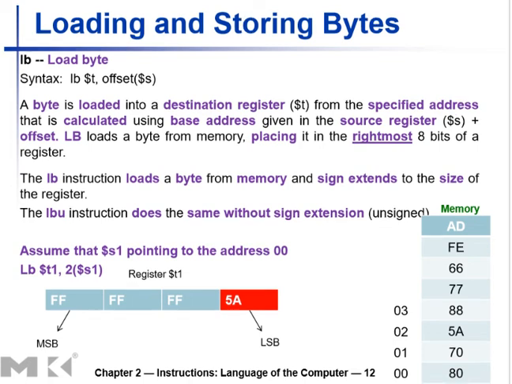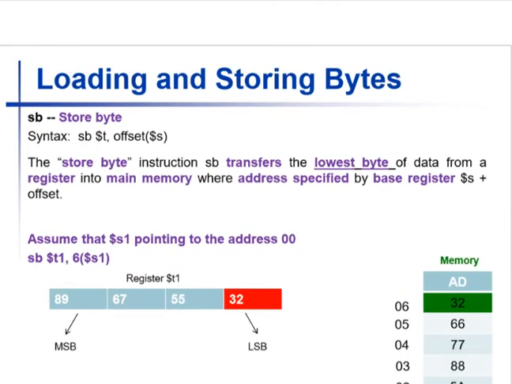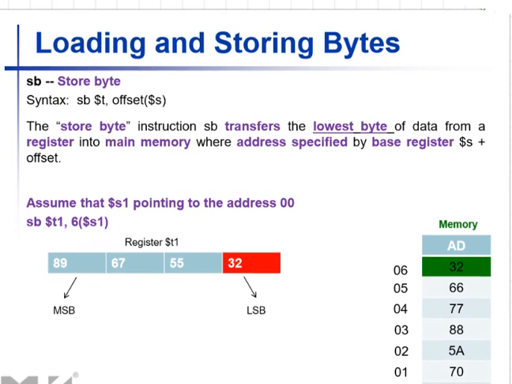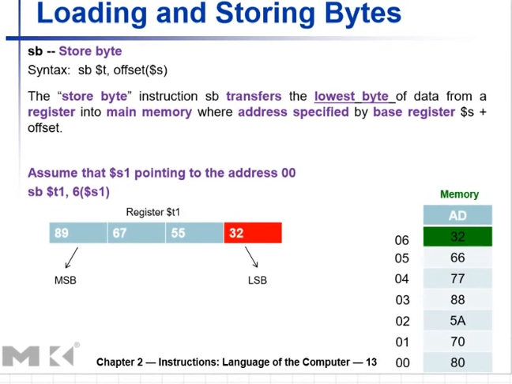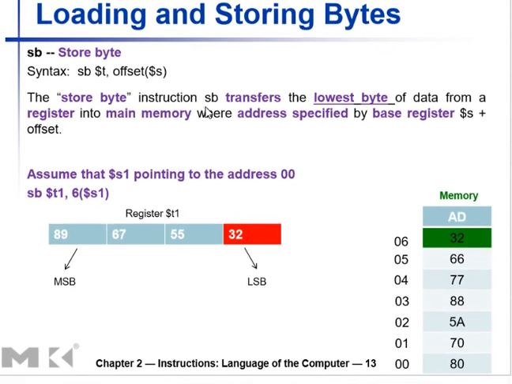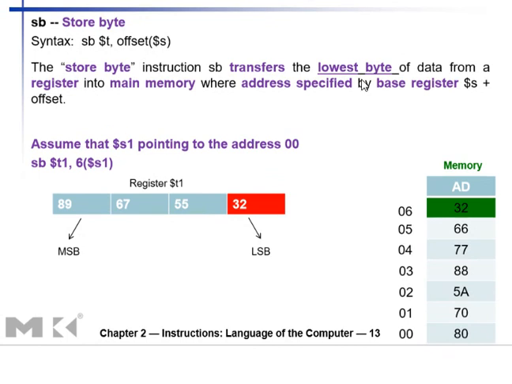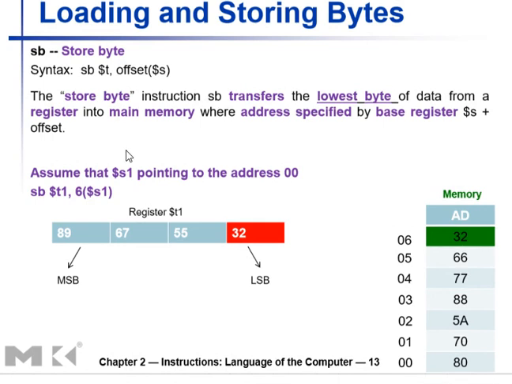Now let's move on to the store byte. The store byte is very close to the store word. Here it transfers the lowest byte of the data from a register to the memory. So it's going to transfer the lowest byte of the data from a register to the memory. The same idea. This is the lowest byte, the least significant byte. This lowest byte will be loaded onto the memory.